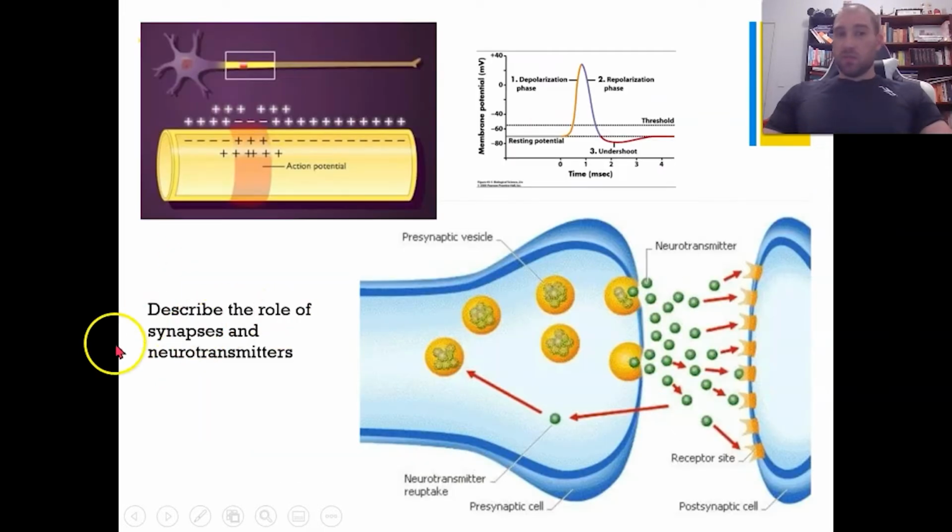We need to go into the roles of synapses and neurotransmitters. What happens at the end of a neuron? We have the synaptic cleft. So we have the presynaptic cell and the postsynaptic cell. This is the synaptic terminal of one cell, and this is the dendrite of another cell.